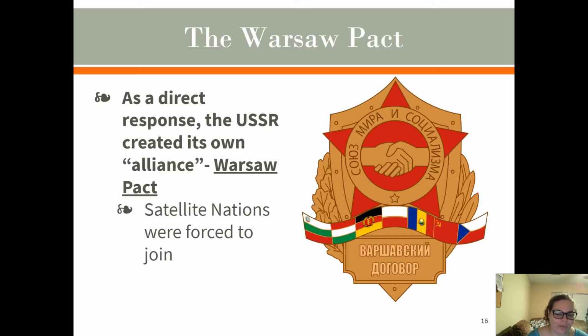But here's the thing: the only members of the Warsaw Pact were the members of the Soviet Union. And the satellite nations didn't have a choice. Russia made them be part of it. So that's the big difference here. The Warsaw Pact, yes, is a direct response to NATO, but people chose to join NATO. Countries were forced into the Warsaw Pact.